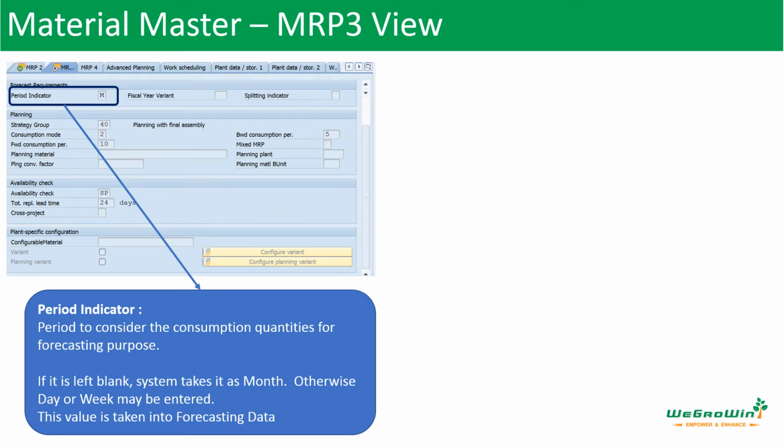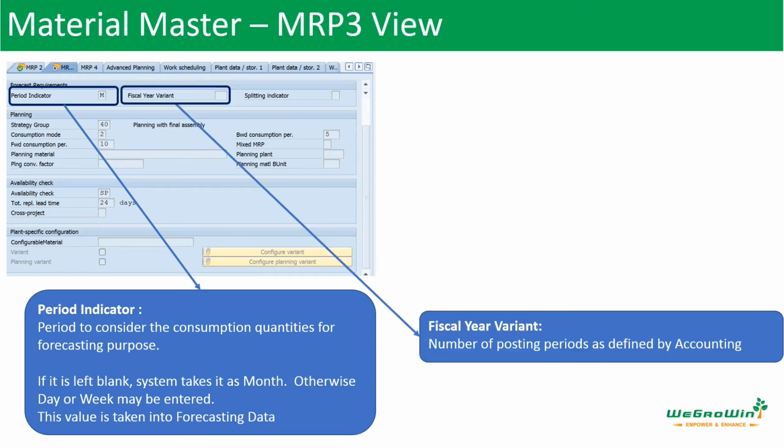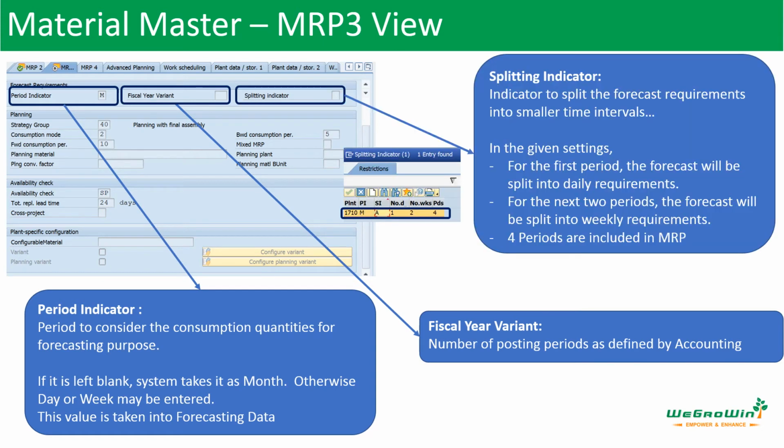Now we'll see the forecast related parameters. Here we have the period indicator. This period indicator says which kind of period we need to consider for the consumption quantities for forecasting purposes. If it is blank, the system takes it as month. Otherwise, day or week may be entered. This value is taken into the forecasting data view. And then the fiscal year variant. This is the number of posting periods as defined by the accounting team.